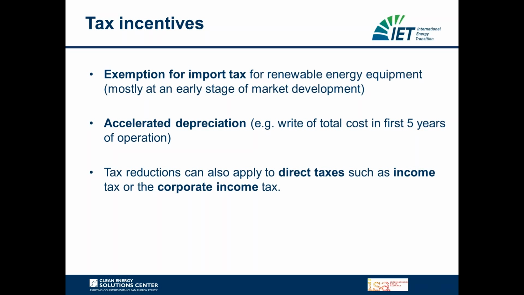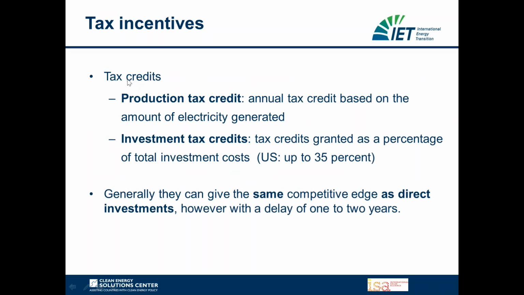What is frequently used as well is accelerated depreciation. So even though your solar PV system will be running for 20-25 years, governments might allow you to already write off all of the costs in the first 5 years, which can give you a very significant financial benefit. We also see tax reductions adapted to direct taxes like income tax or corporate income tax that also exist in many countries around the world.